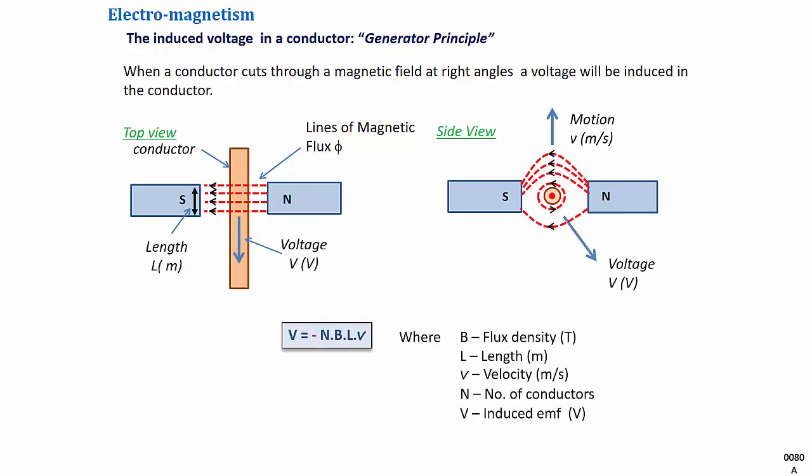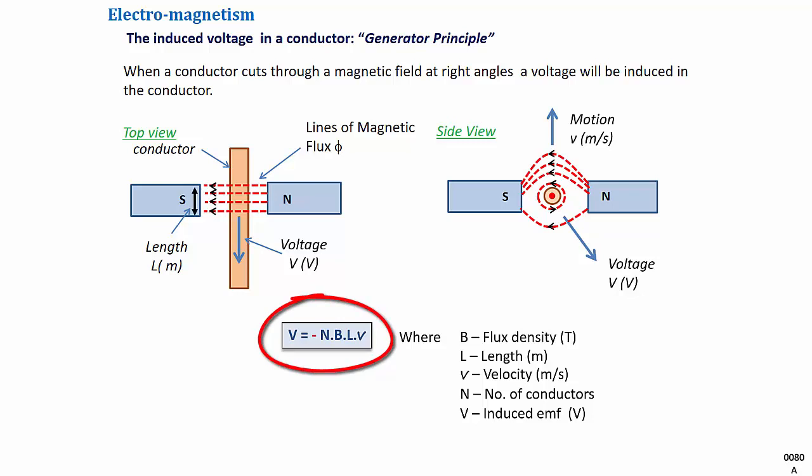The magnitude of the induced voltage depends on 4 factors: the strength of the field between the 2 poles, termed the flux density, symbol uppercase B, unit Tesla; the length of the conductor lying in the field, symbol uppercase L, unit meters; the velocity of the conductor, symbol lowercase v, unit meters per second. Finally, if there is more than one conductor lying in the field, then the number of conductors, symbol uppercase N.